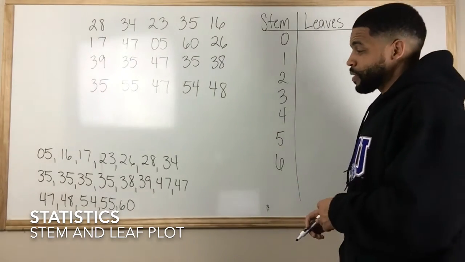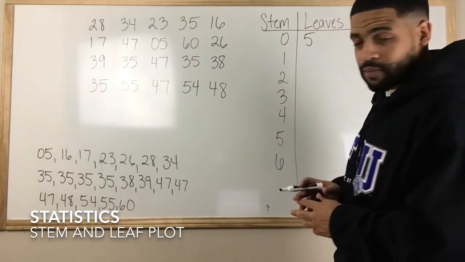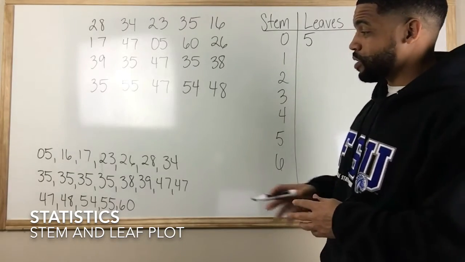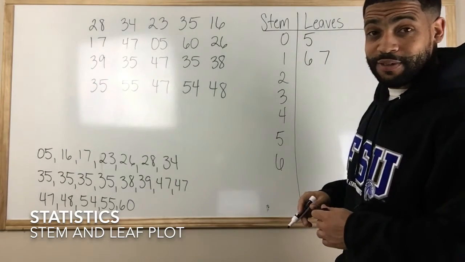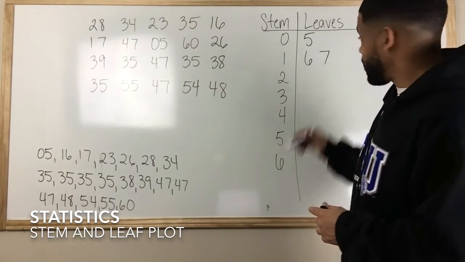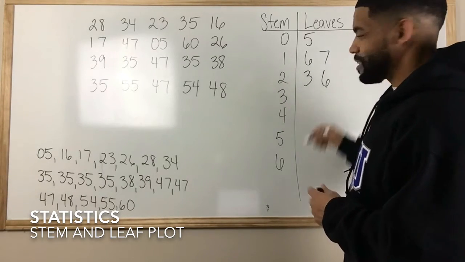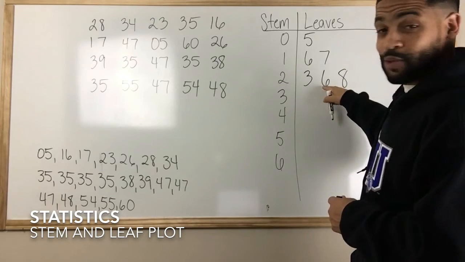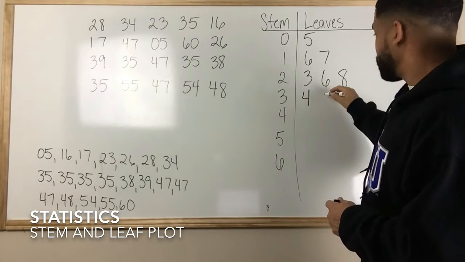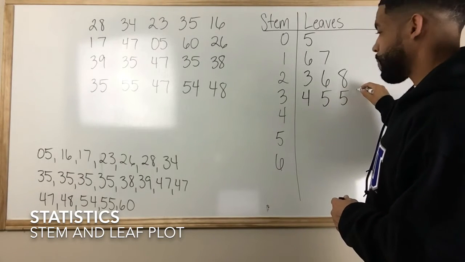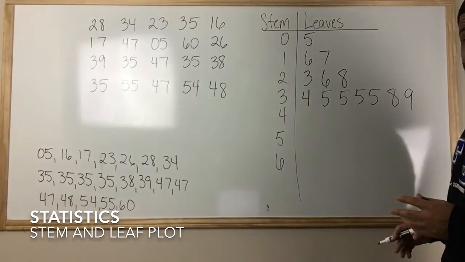All right, so since 5 is the only single digit number, we just put a 5 there next to the 0. When we look at 16 and 17, we would put a 6 here and a 7 here. For the numbers in our 20s, that would represent 23, 26, and 28, so we put 3, 6, 8. And then when we get to the 30s, we have 4, 5, 5, 5, 5, 8, and 9.